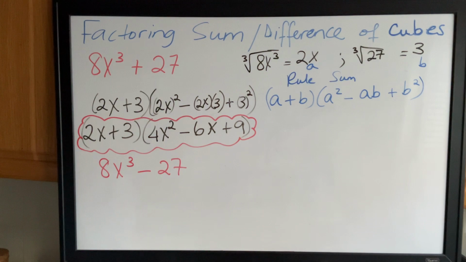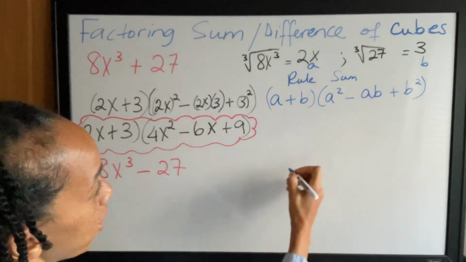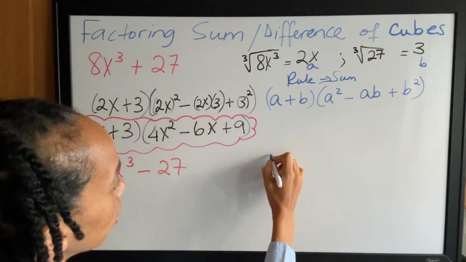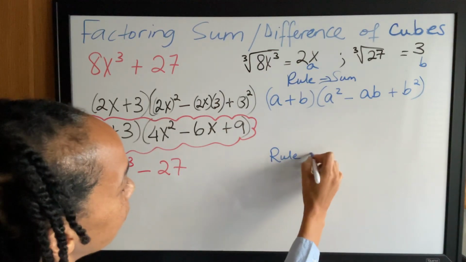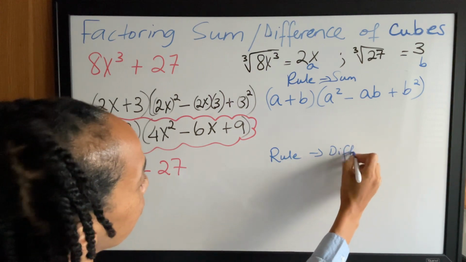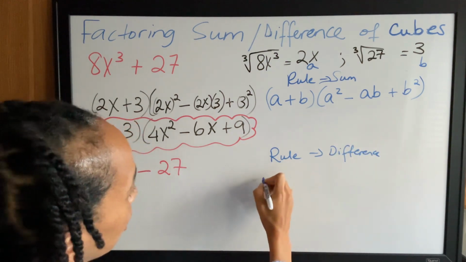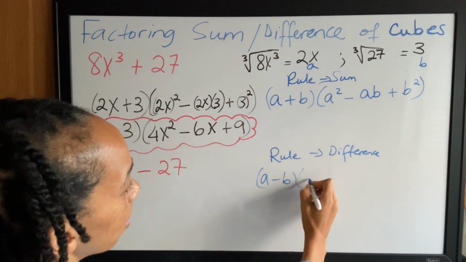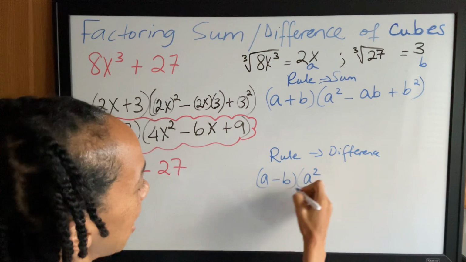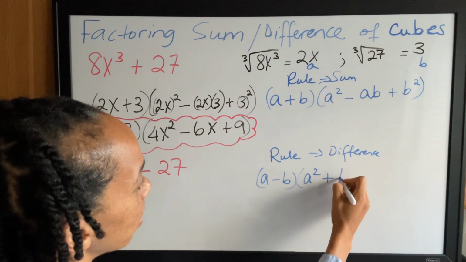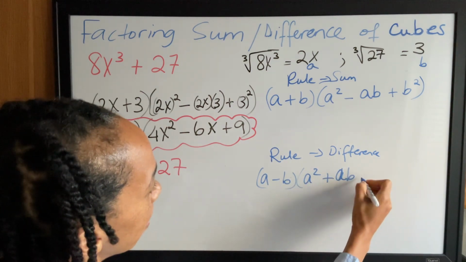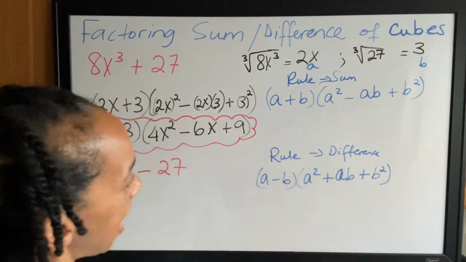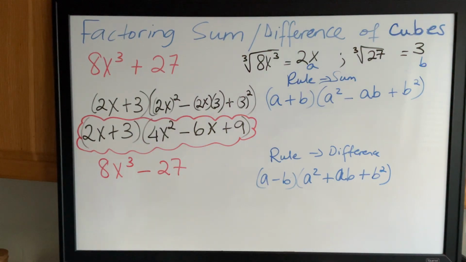So first I am going to write the rule for the difference. Okay, so this is the rule, and this is for dealing with the difference. So you're going to have A minus B, in parentheses, A squared, changing the sign to plus AB plus B to the second power. And that is the rule. So let's apply it now.